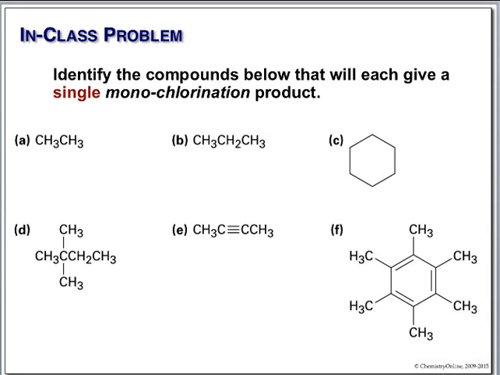All right, let's wind this up with a problem. I mentioned that the problem with free radical reactions and halogenation was that you would get mixtures of products if you had different types of hydrogens. Look at this assortment of molecules. Identify which will only give a single monochlorination product.